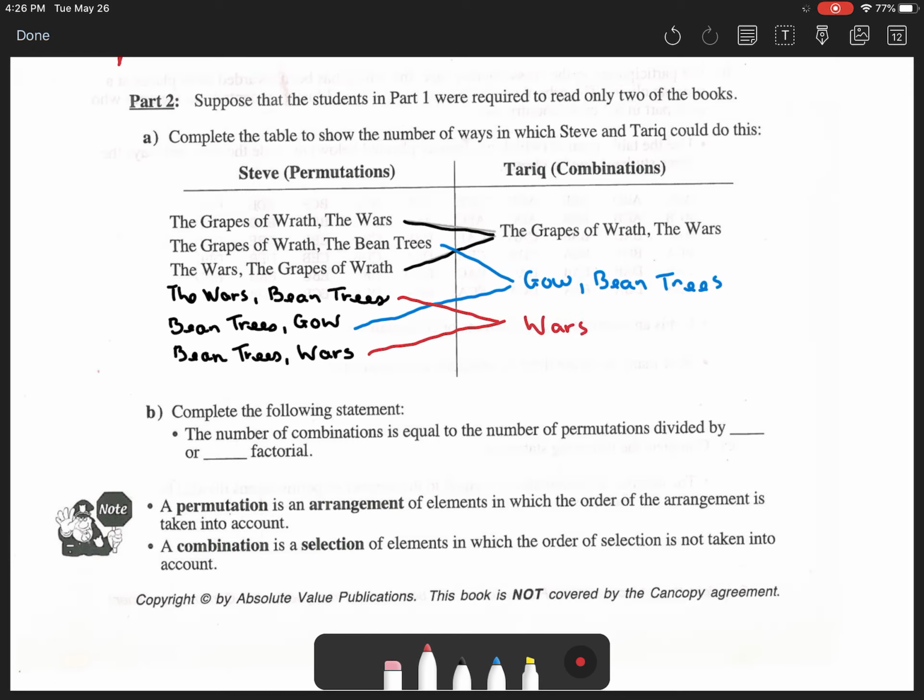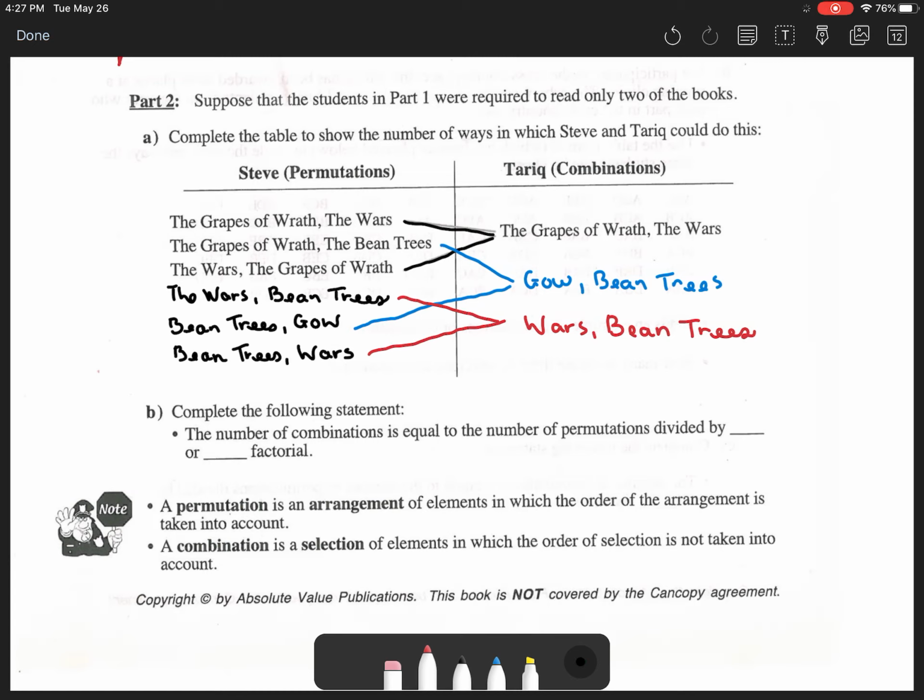So different order for Steve because he's reading one per month, but for Tariq, okay, it is the same because he's taking those two books out at the same time. So Wars and Bean Trees. So just taking a look at that before we start to fill in the blank, when we have permutations, you can see there are more ways of doing that compared to combinations. So B, that's kind of what they attempt to show us in the calculations.